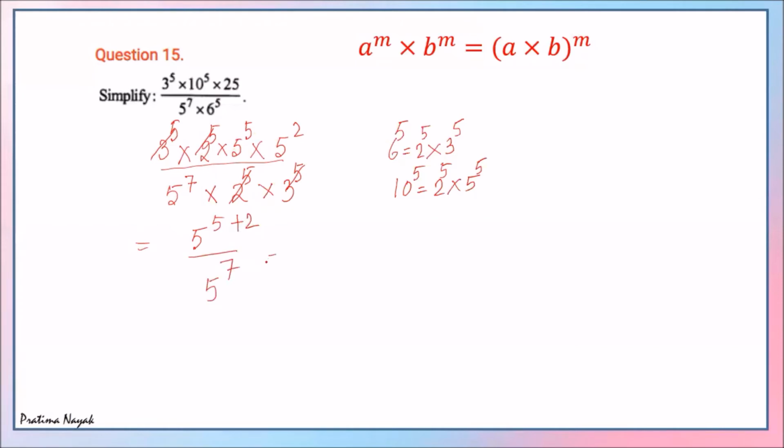What is 5 plus 2? It will be 7. So 5 to the power 7 by 5 to the power 7. What is the answer? The answer is 1. So it was a big expression, and you see the answer is so small.